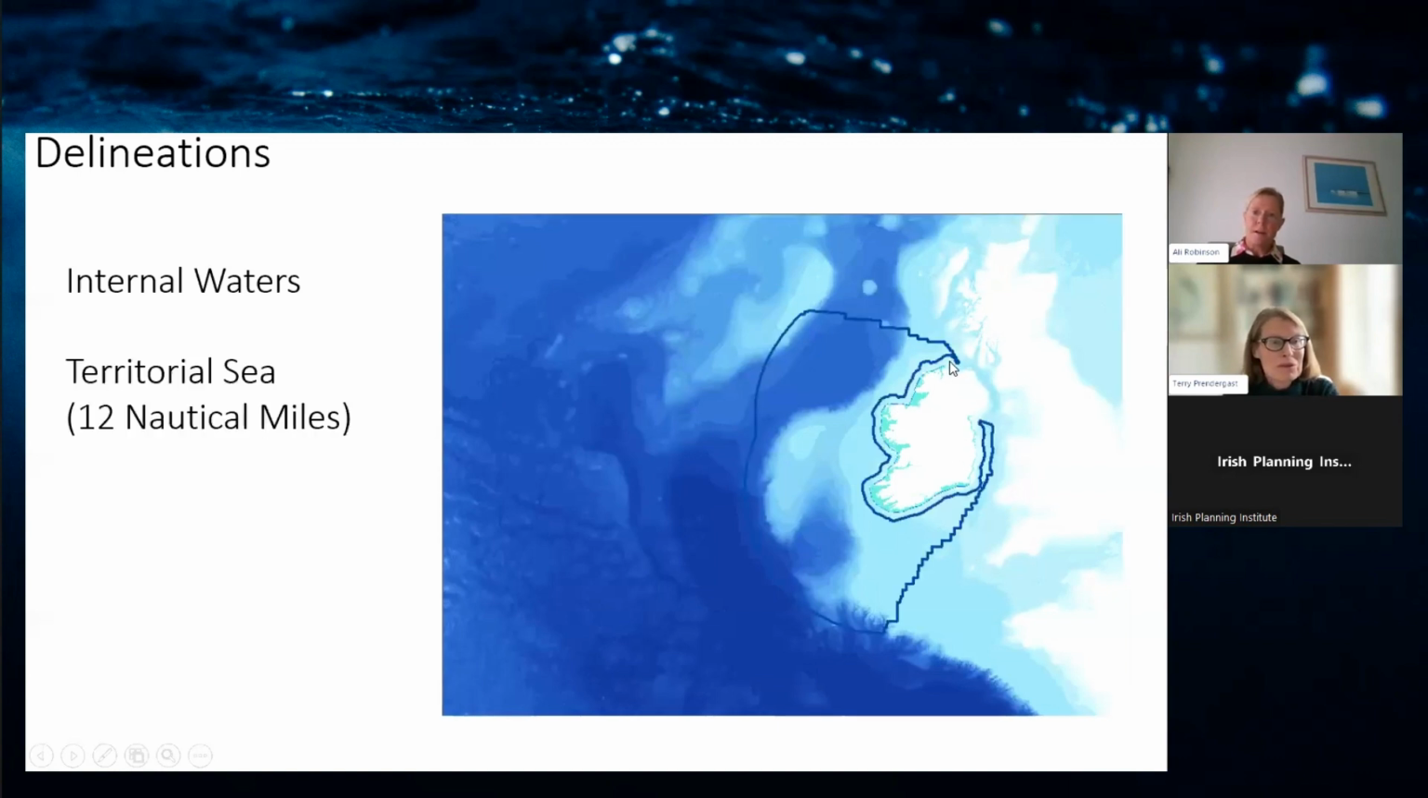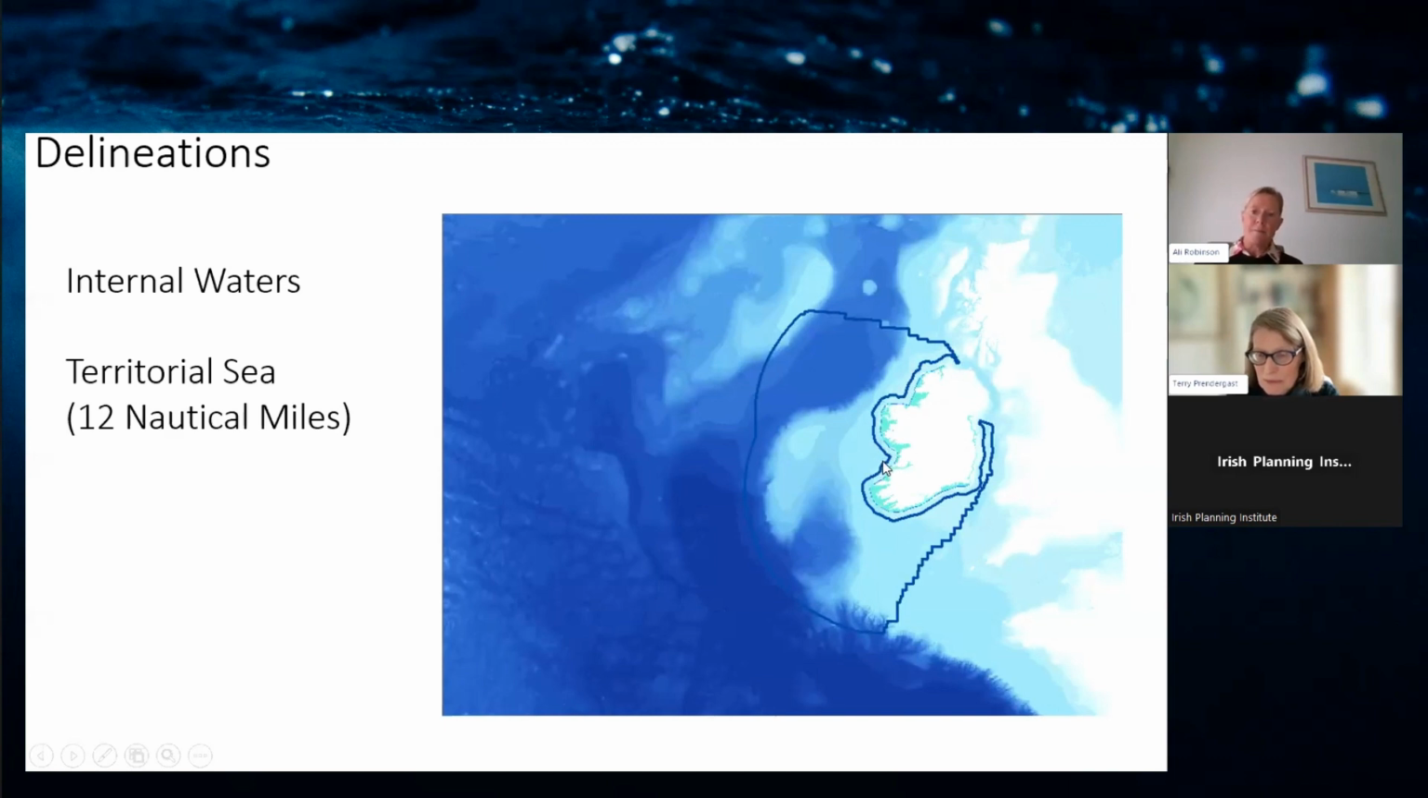So the next one here is this line here. It is a straight line 12 nautical miles out from our internal baseline, and this delineates our territorial waters. And civilian ships may pass over the seabed, through the waters, and obviously aircraft in the air of our territorial waters, subject to prior permission.